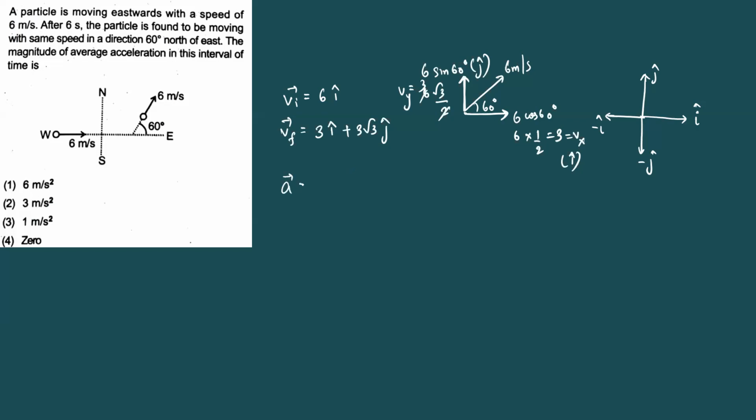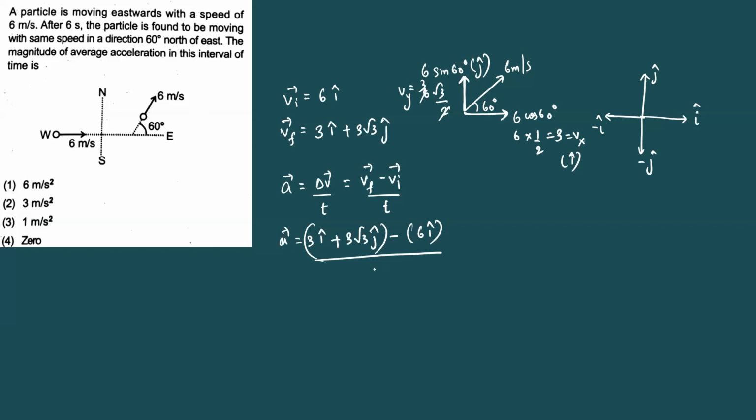So acceleration, it is a vector quantity. It is delta v by t, change in velocity by time. Change in velocity we can write as v final minus v initial divided by t. V final is 3 i cap plus 3 root 3 j cap, minus v initial, which is 6 i cap, divided by time. It's given that after 6 seconds the particle is found to be moving with the same speed but making an angle of 60 degrees. So the time elapsed is 6 seconds. So 3 i cap minus 6 i cap.